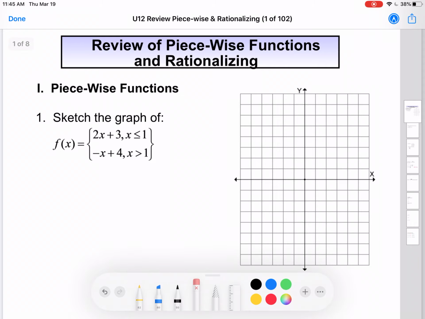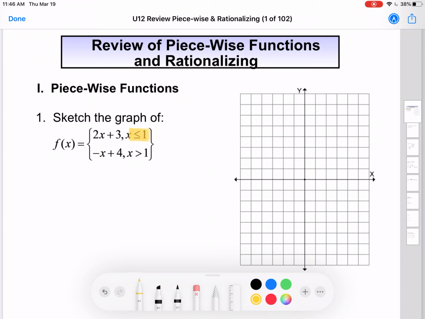So the first day here is going to be nice and easy, and it is just a review of piecewise functions and rationalizing. So that's what we'll work on today, so not so bad. All right, so piecewise functions. Remember, a piecewise function is where we have different components of the function with their own domain.